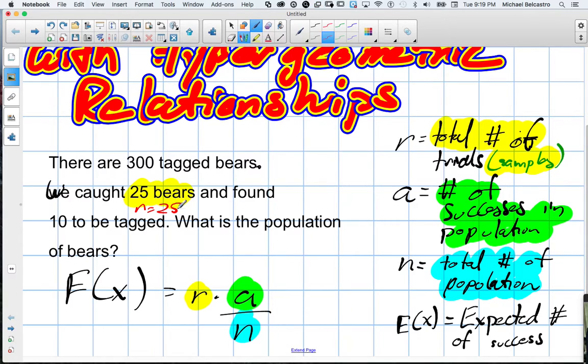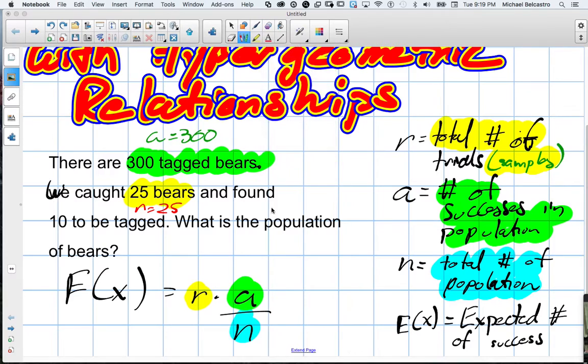So we'll say R is equal to 25. We know that there are 300 total tagged in the population. Think about how many bears were successfully tagged in an entire population. Well, that's the number of successes in a population. Because there are a total of 300 successfully tagged bears in the entire bear population, 300 is going to be our A variable here. So we'll highlight it in green. So 300 is our A. A is equal to 300.